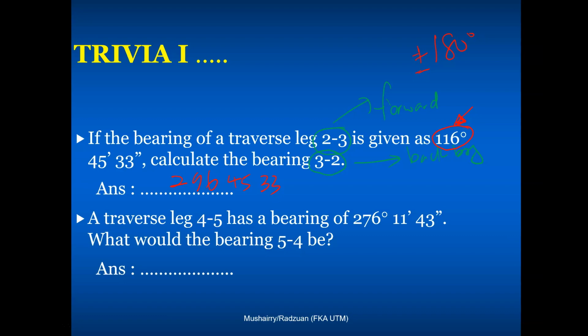Right, let's look at the second one here. It has a back bearing of 276°11'43" for line 4-5, and you are required to calculate 5-4. So you need the reverse, a difference of 180. Since the given one is more than 180, in this case we take away 180, which means it's 96°11'43". So that's how we calculate forward bearings given a back bearing, and then vice versa.